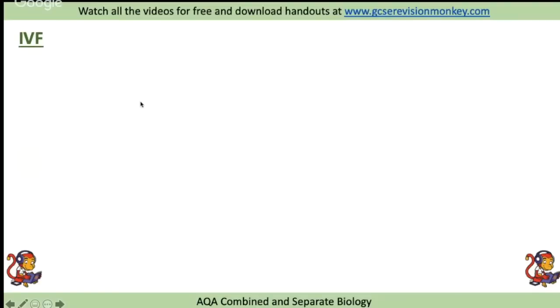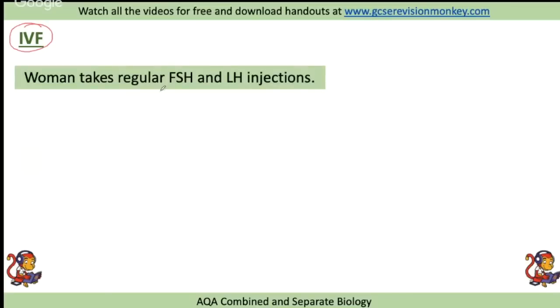IVF stands for in vitro fertilization, and it's when a man and a woman decide to have a baby. If they're finding it difficult and can't conceive naturally, they might choose the route of IVF, whereby the man provides sperm and the woman provides an egg, and the doctor will fertilize that under a microscope. So the woman takes regular injections of FSH and LH because these are the hormones that mature the egg and release the egg. So if she takes lots of injections, that means she can produce multiple eggs, not just one, to be matured and then released.